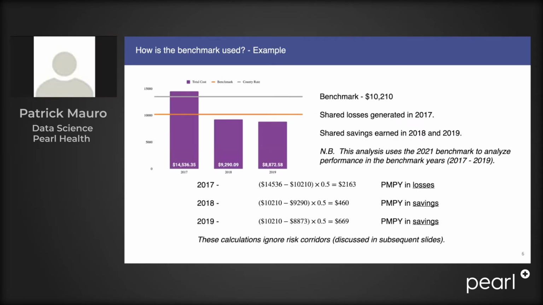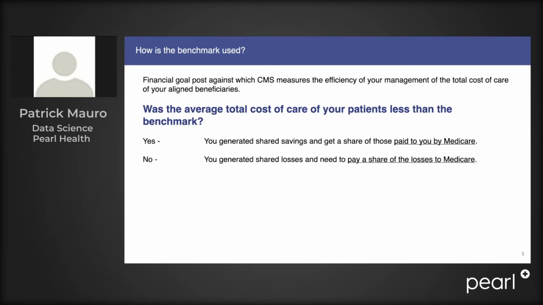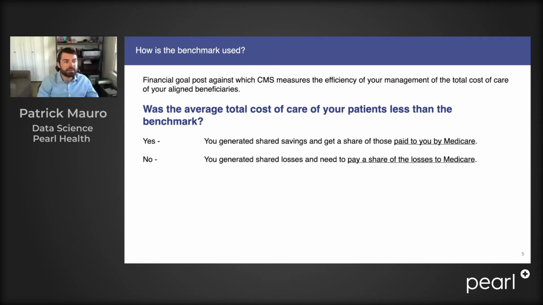All right, so great. And then are there any other risk protections? Yeah, and so we're going to talk about risk protections in a couple of slides. There's this concept of risk corridors, and there's also a concept of stop loss insurance. I'll discuss those in a couple of slides here.